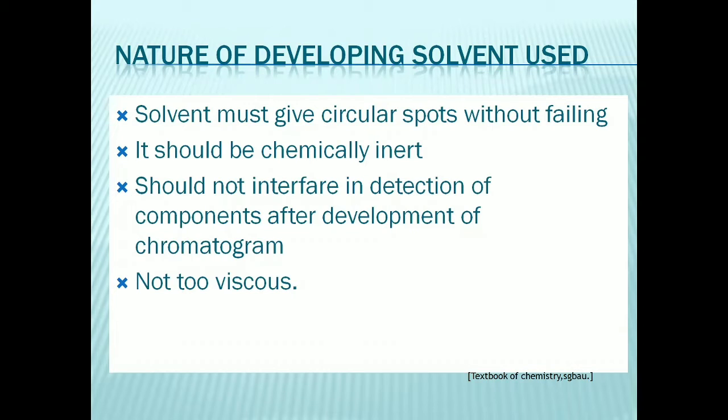Let's talk about the nature of the developing solvent used. The solvent must give circular spots without tailing. It should be chemically inert. It should not interfere in the detection of components after development of the chromatogram. It should not be too viscous.